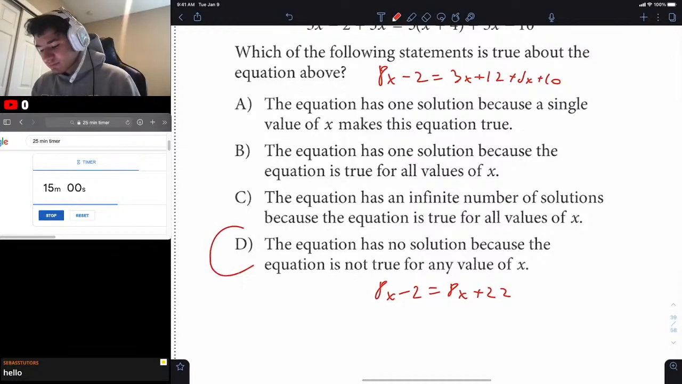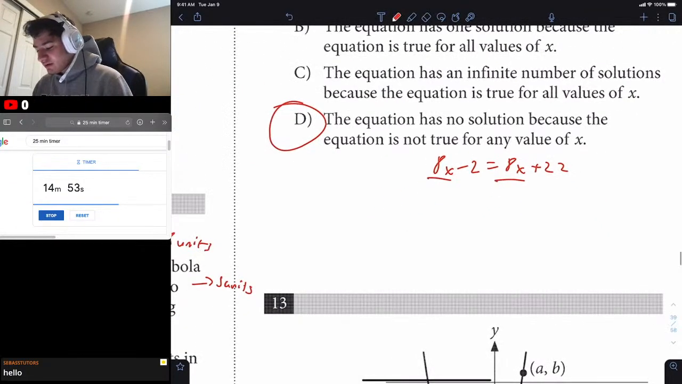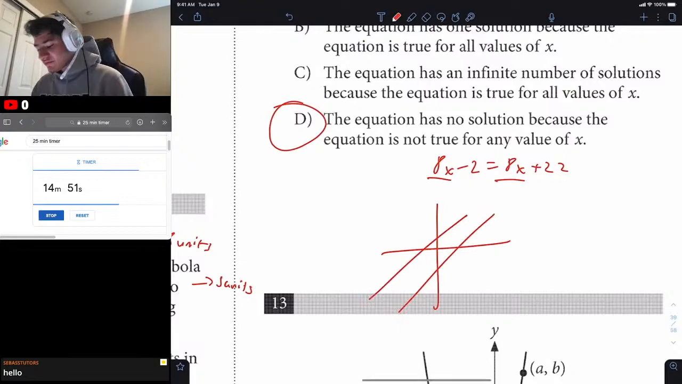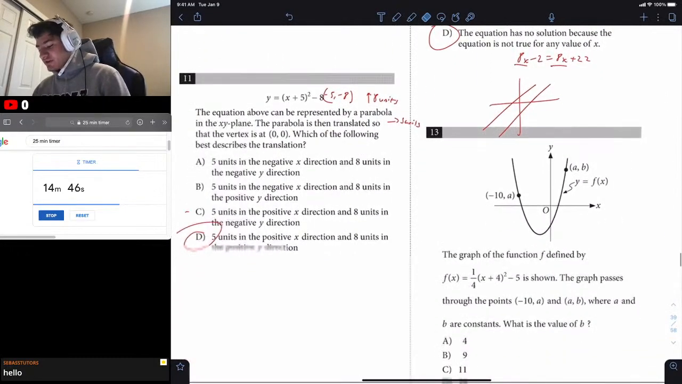No solution. D. Right? Because these two lines, if this is a linear system, these two lines have the same slope. Meaning in an xy plane, they are parallel, thus will never intersect. And in a linear system, a solution is a point at which the lines intersect.